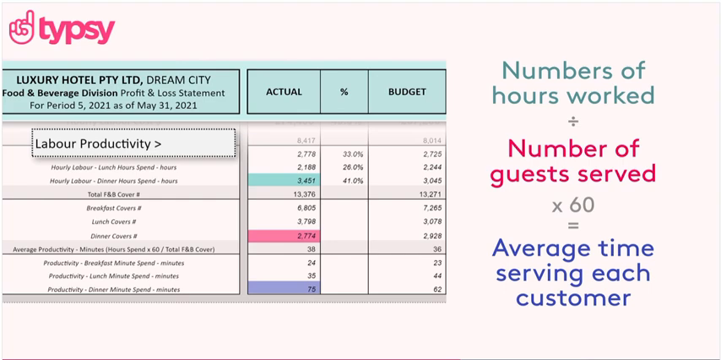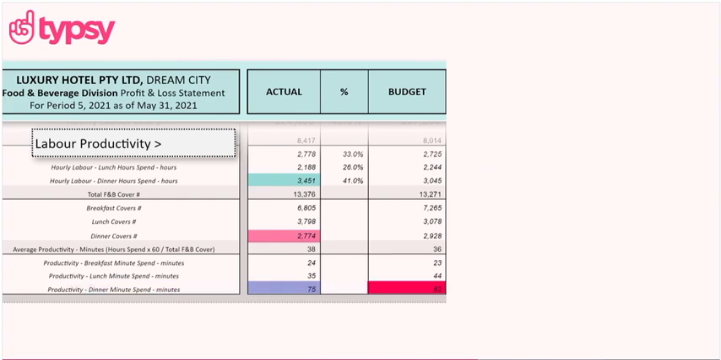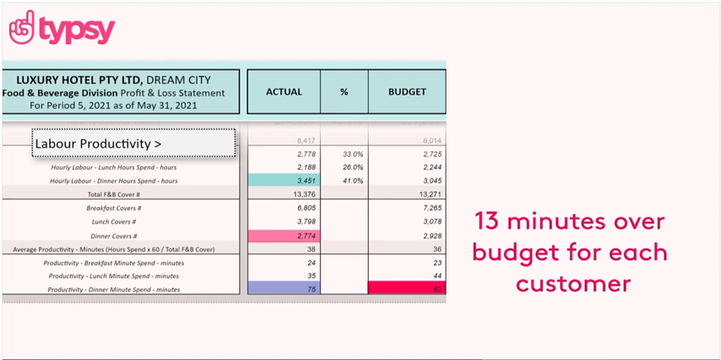Let's say you work out that dinner productivity per guest is 75 minutes, but you only budgeted for 62 minutes. That means that for every guest you serve, you're over by 13 minutes. This equates to 406 hours of additional hourly wages expenditure versus budget. We were 2% over budget.